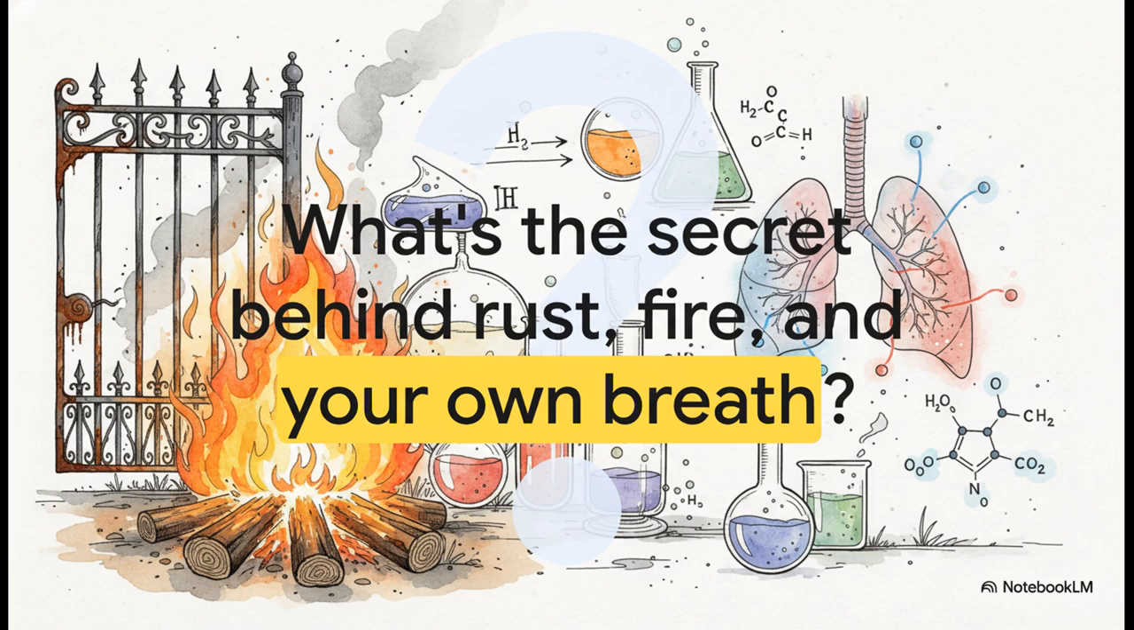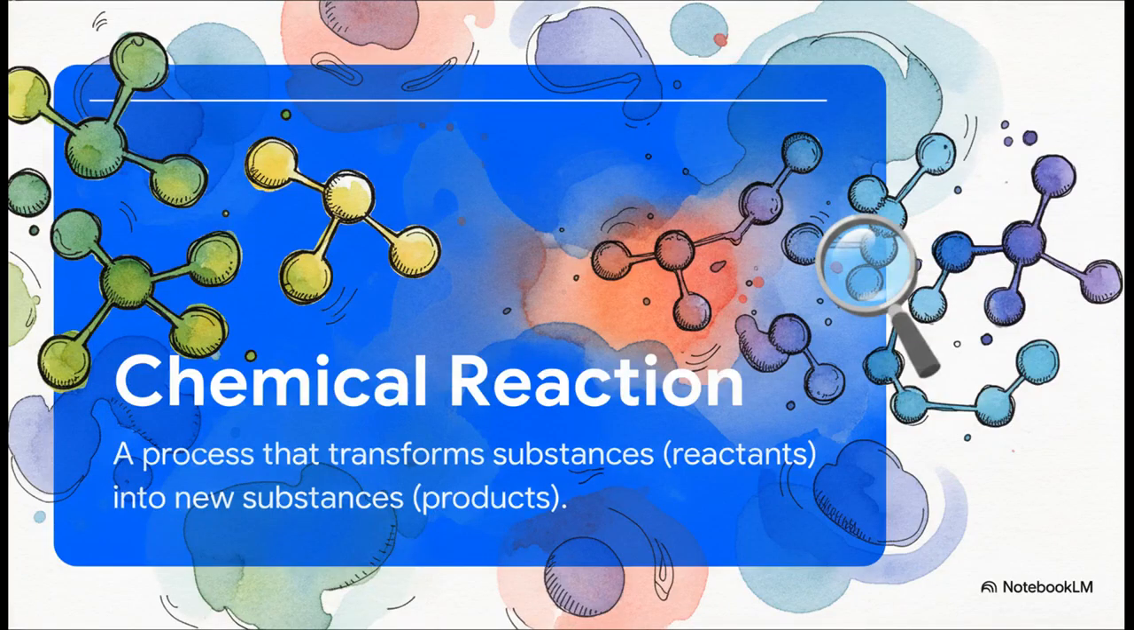So, what connects all these things? You guessed it, it's all about chemistry. So, at its very heart, it's all about transformation. A chemical reaction is basically just a process where the things you start with, we call those reactants, get totally rearranged and turn into brand new substances, which we call products. And this is key. It's not just like mixing salt and pepper. It's a real fundamental change.